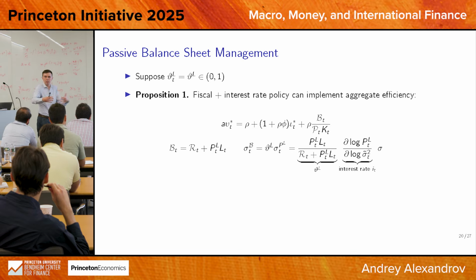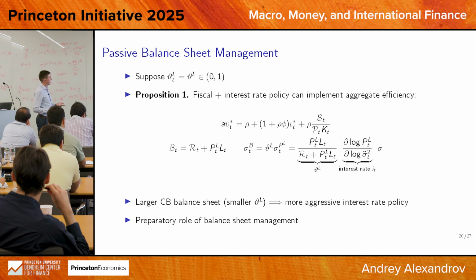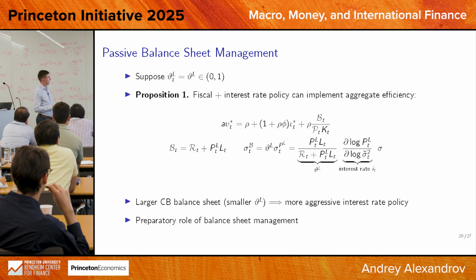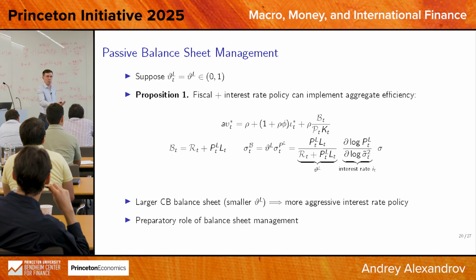It depends on the composition between reserves and the long-term bonds that is there in the economy when the shock hits. So in that sense, if you had done a lot of balance sheet expansions in the past, and you have a large central bank balance sheet, which means that you have a smaller VRT-TL because you've taken a lot of long-term bonds out of the economy, you need a more aggressive interest rate policy. Because if VRT-TL is smaller, then the long-term bond price needs to adjust by more. And for that, you need a stronger interest rate cut.